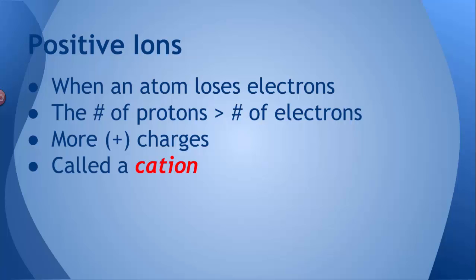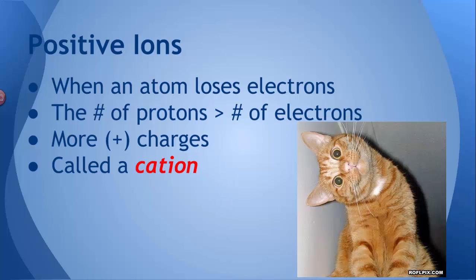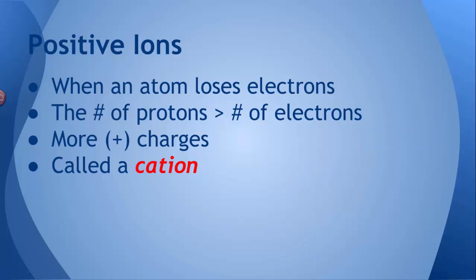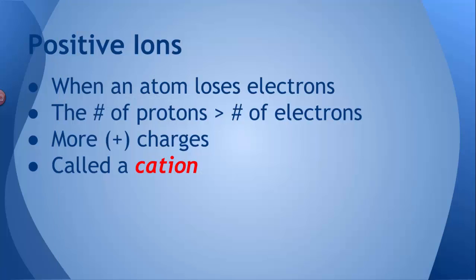Okay? We call this a cation. Now, it's not called "cation," it's called "cat-ion." So remember how to pronounce that, because it's very important. Nothing says that you don't know what you're talking about more than when you mispronounce a word like cation. Okay? Cation, the prefix cat means positive in chemistry.